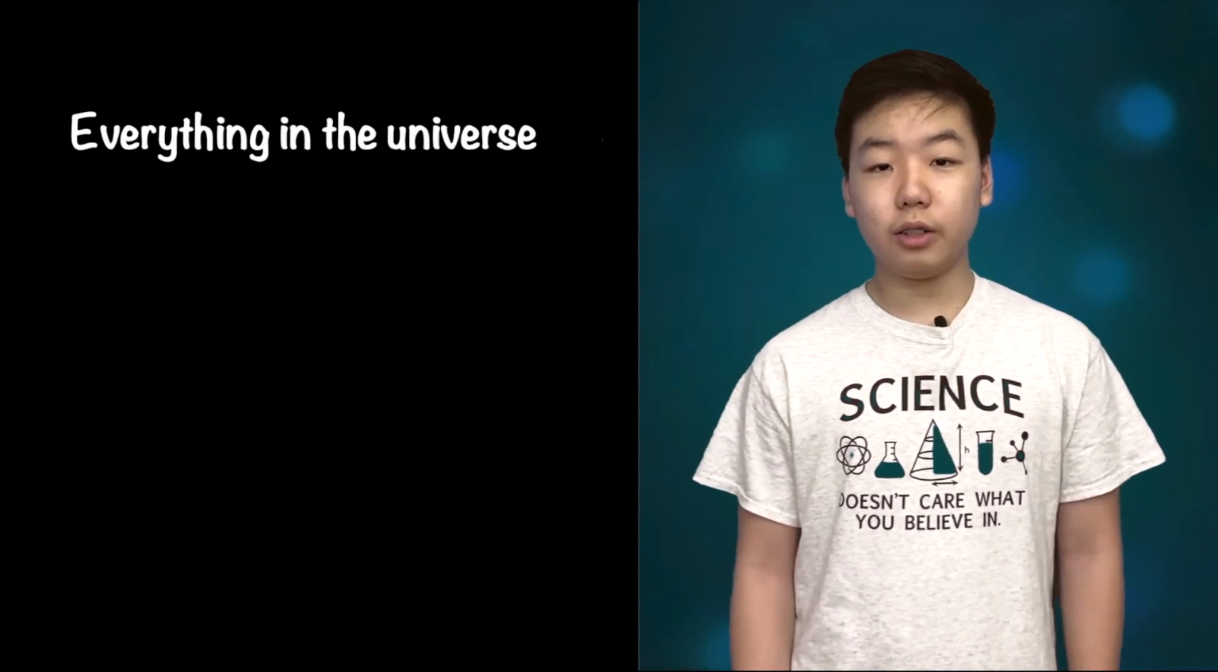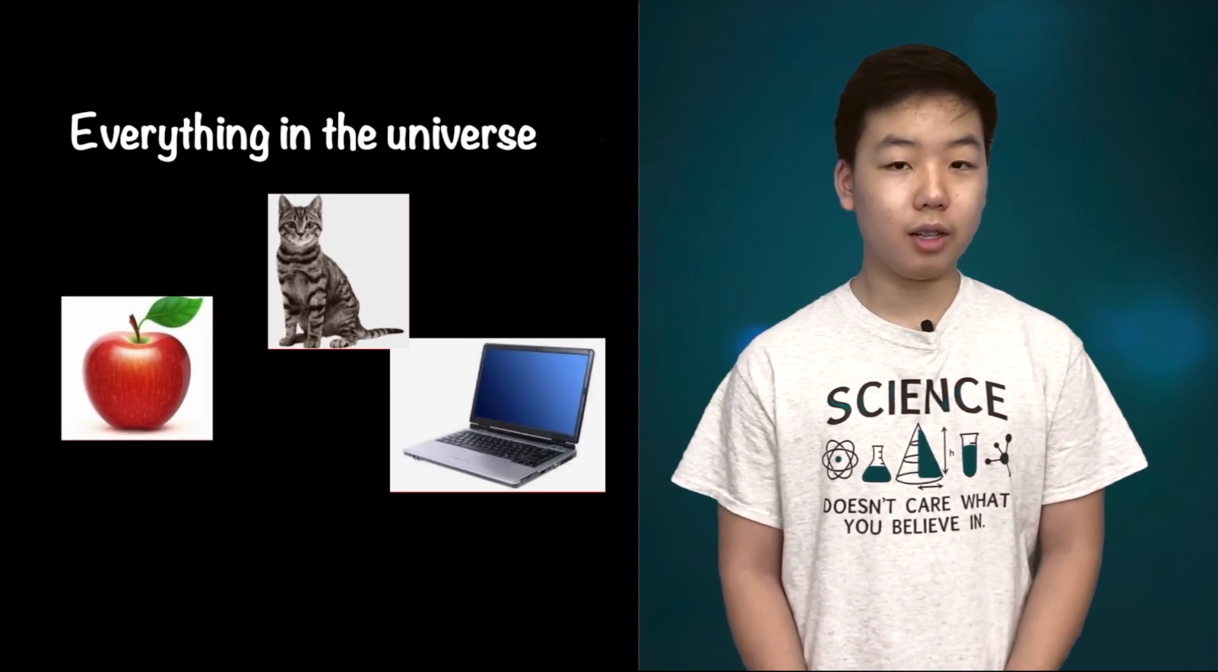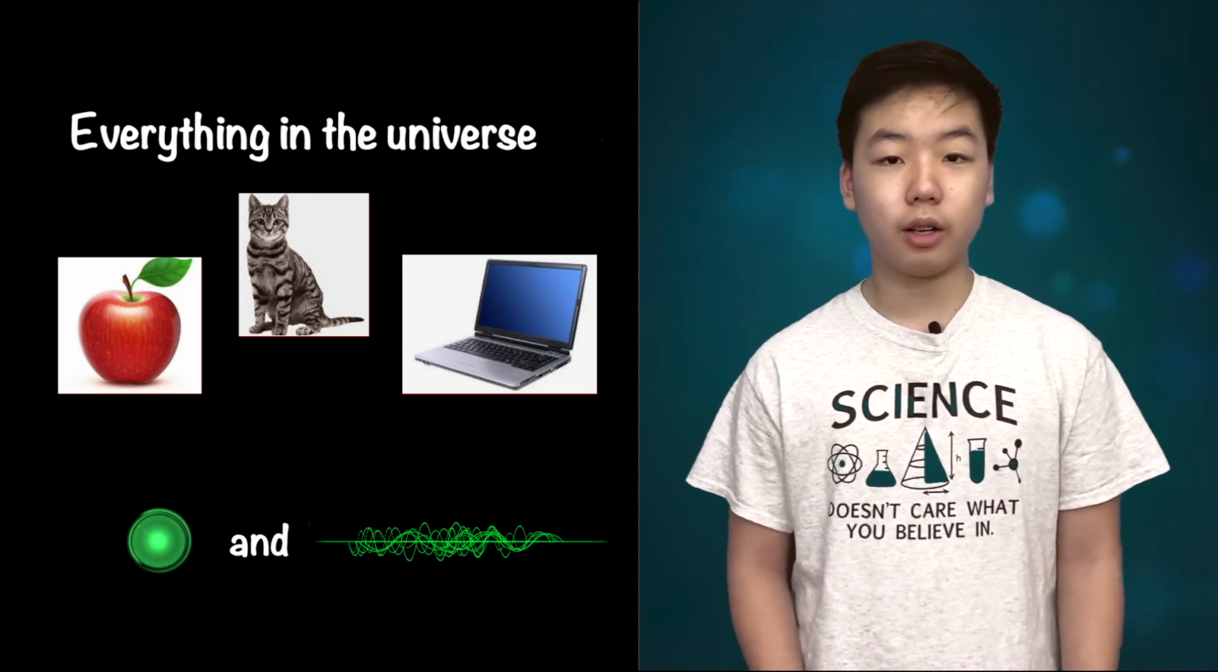The Heisenberg Uncertainty Principle. It's a revolutionary idea in the field of quantum physics. In simple terms, it says that you cannot simultaneously know the exact velocity and exact position of any object. Everything in the universe, an apple, a cat, and even the computer you're watching this video on, acts as both a particle and a wave, whether you notice it or not.